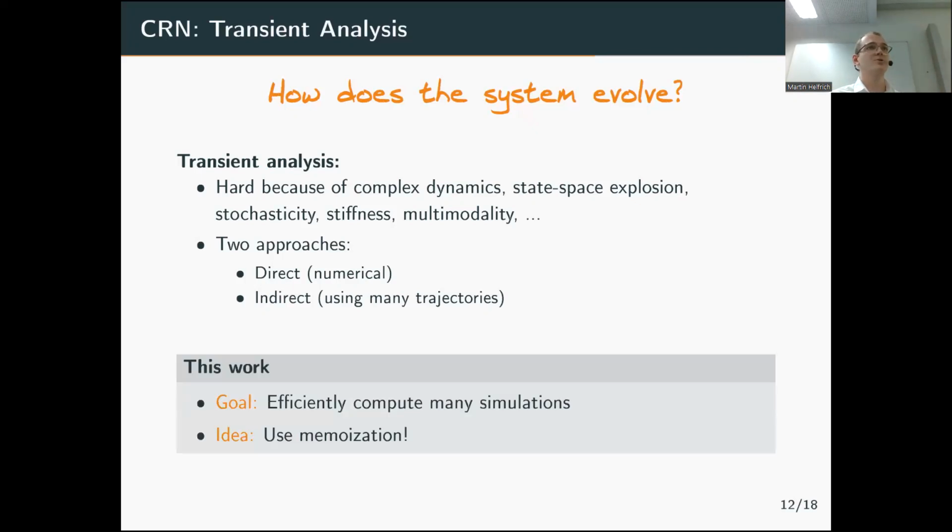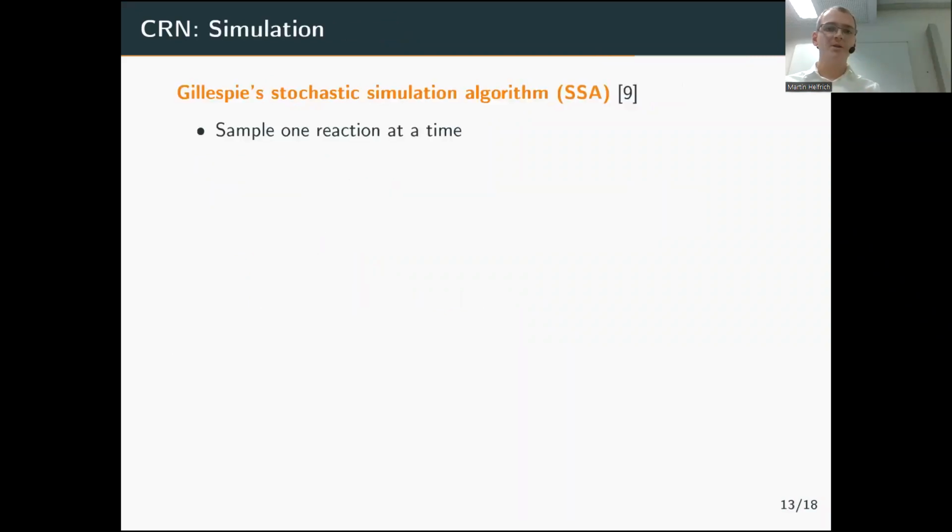And this is where my contribution comes in. In my contribution, I try to make this simulation of the system very efficient so that you can do this transient analysis in a practical way. And the main idea of my approach is memoization, meaning I want to reuse old simulations to generate new simulations. So let's first understand why the normal simulation you do of these systems is not good enough.